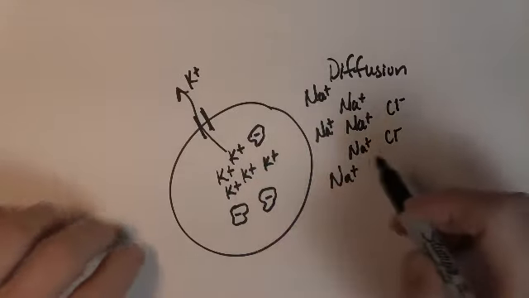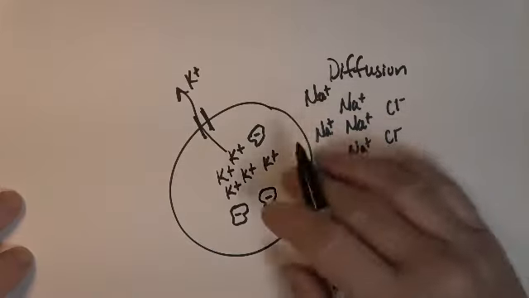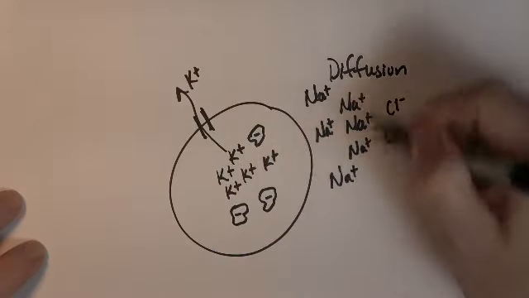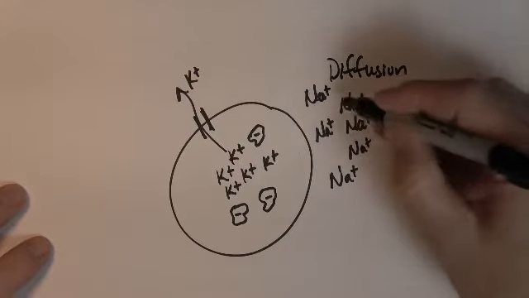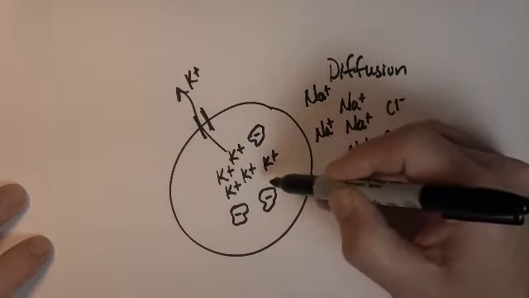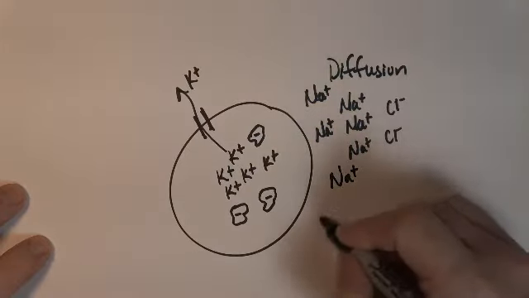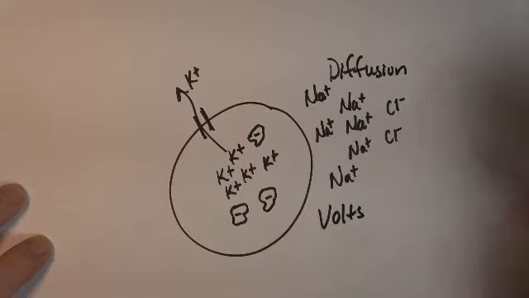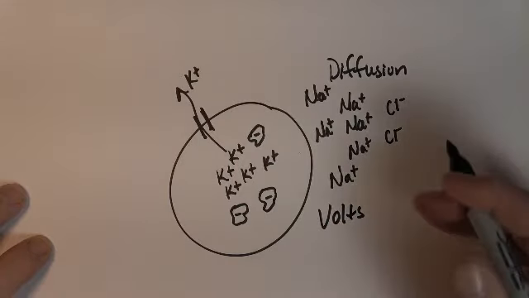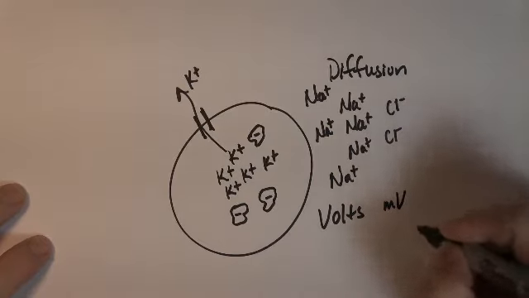Now, the separation of charges here creates a potential difference because we do still have a lot more positive charges outside than we do on the inside. There is a difference, and we measure that difference in something called volts. And so you probably have heard of that. Now, for cells, because they're so small, we measure it in what we call millivolts.